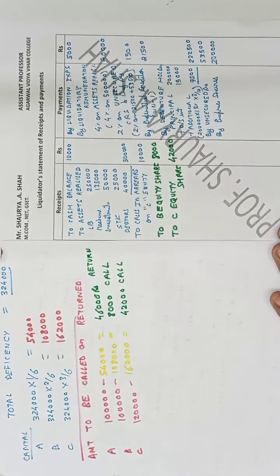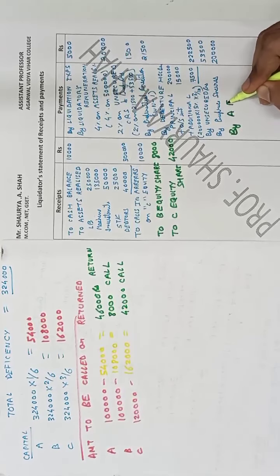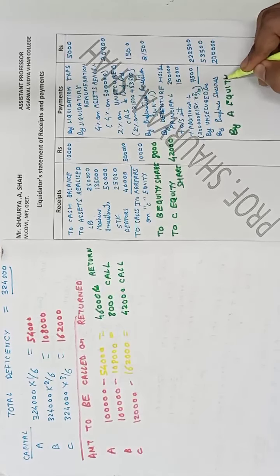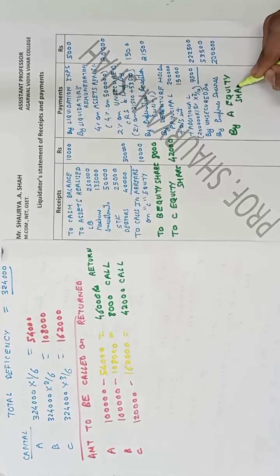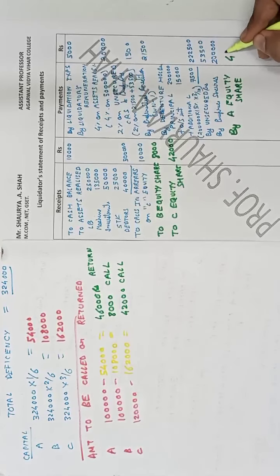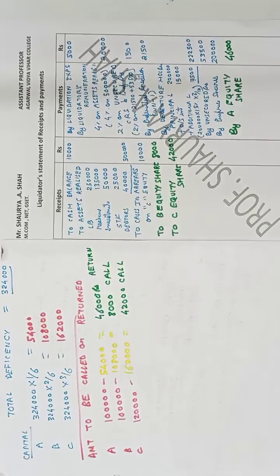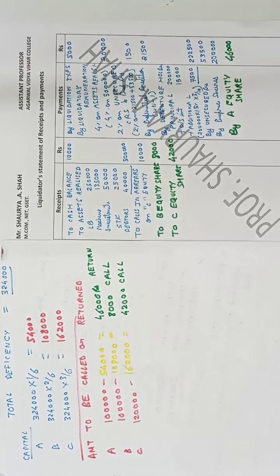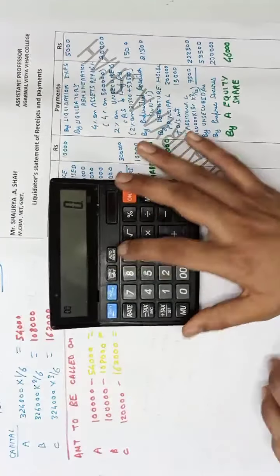Fine. And how much will you return to A type of equity share? By A equity share, how much will you return? 46,000 rupees. I hope it is clear to each and every student. Fine. Now what you will do is do the total of receipts and the total of payments. We will see whether it is getting tallied or not.